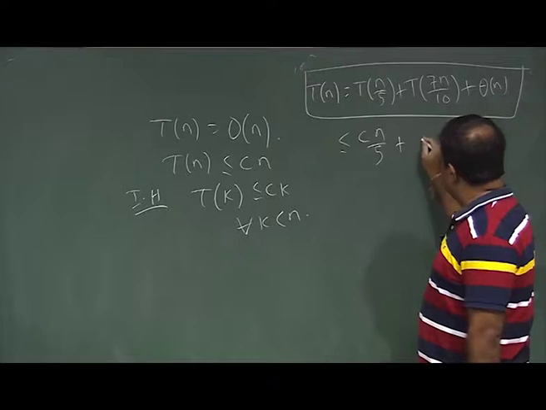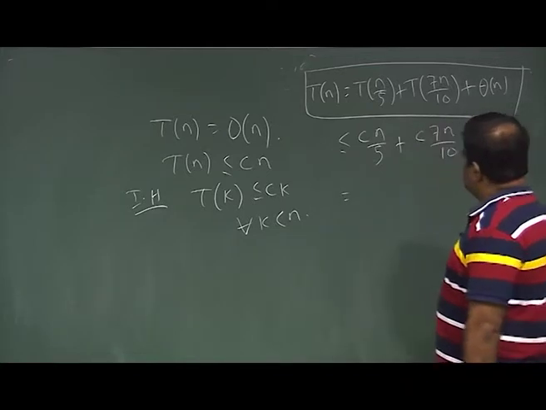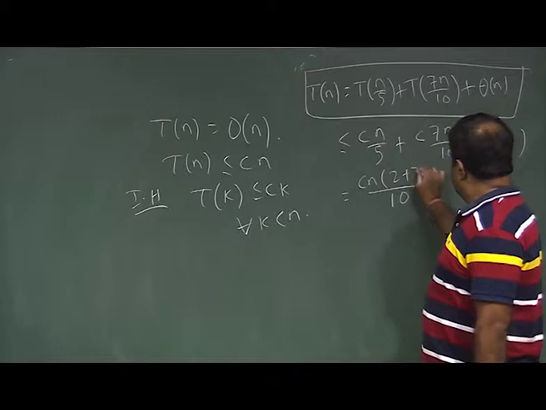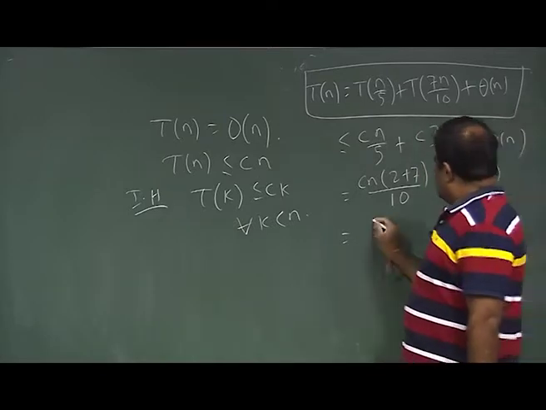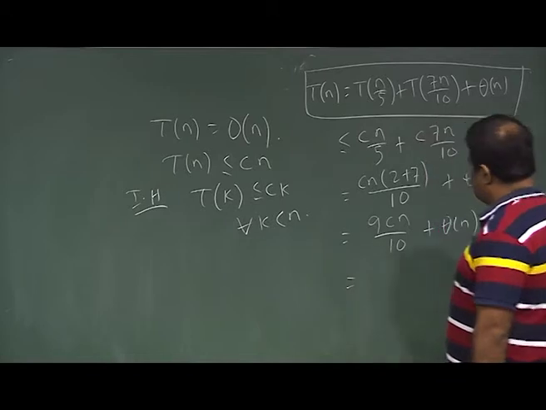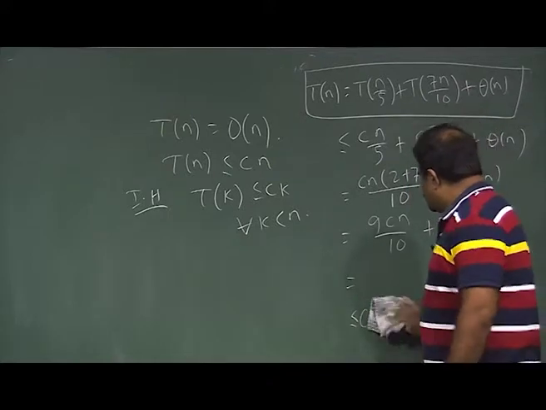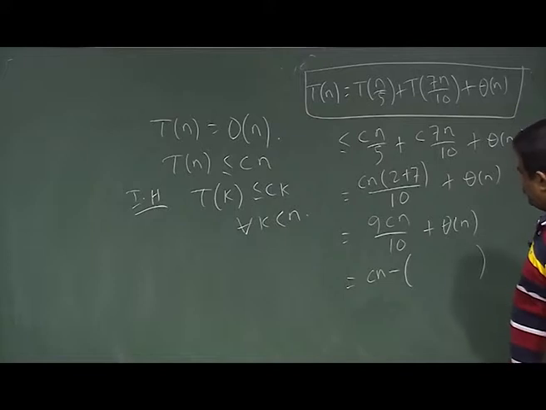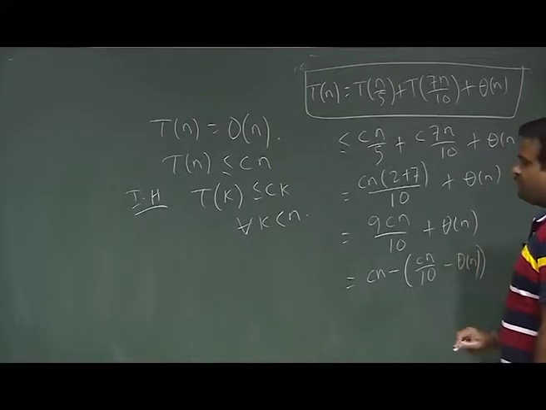By the induction hypothesis we can just write C times 7n by 10 plus theta of n. So, this is basically, taking Cn common, 2 plus 7 over 10, plus theta of n. So, this is 9Cn by 10 plus theta of n. We want to show this is less than Cn. To show this we have to write this as Cn minus some quantity, and that quantity has to be positive. So, what is that quantity? It is Cn by 10 minus theta of n.